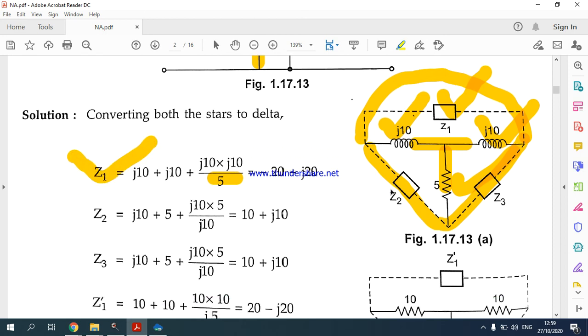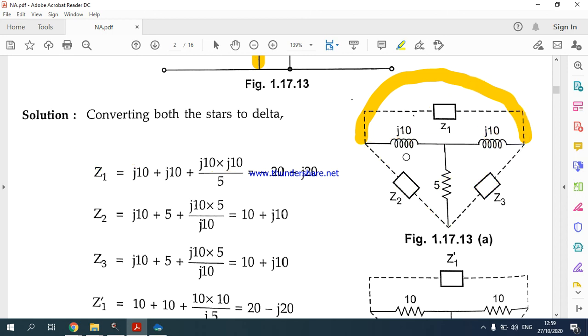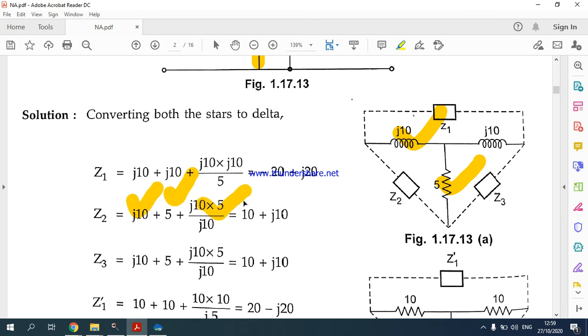For Z2, what is the parameter? j10 plus 5, so j10 into 5, j10 into 5 divided by j10. What is that? Opposite resistance or impedance. What is it?